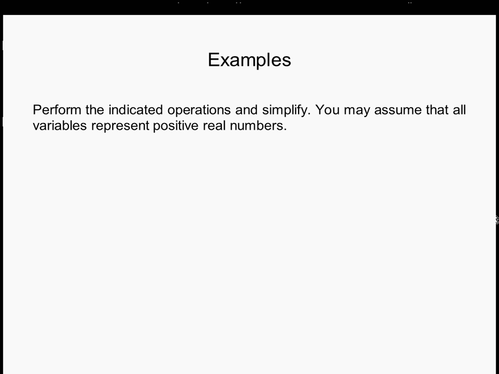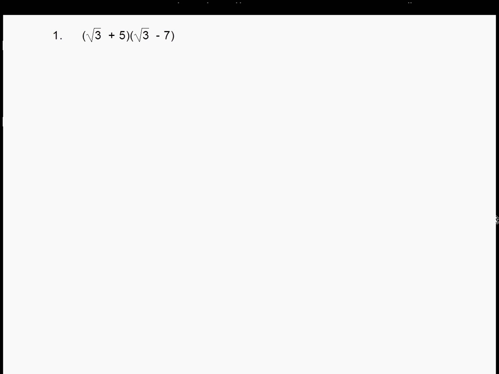So some examples. Perform the indicated operations and simplify. You may assume that all variables represent positive real numbers. So here's our first one. Square root of 3 plus 5 times square root of 3 minus 7. It's supposed to make you think x plus 5 times x minus 7.